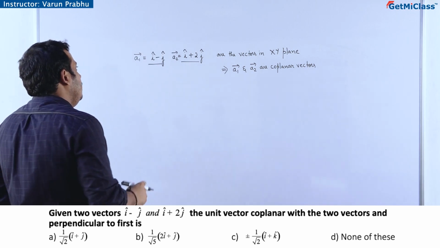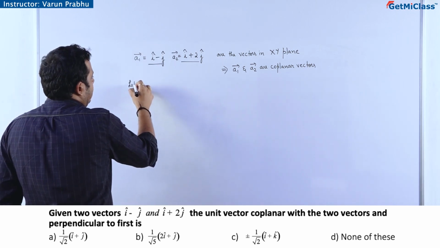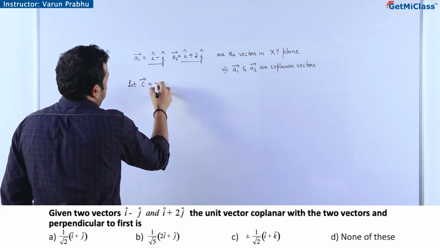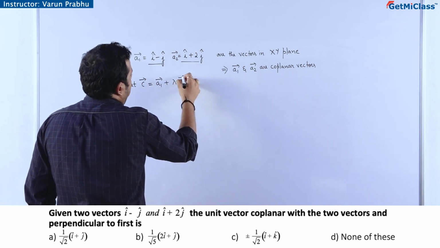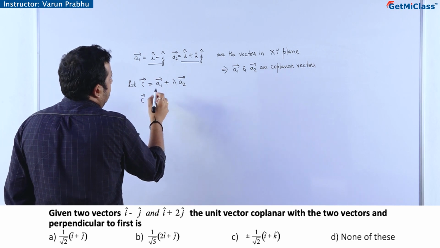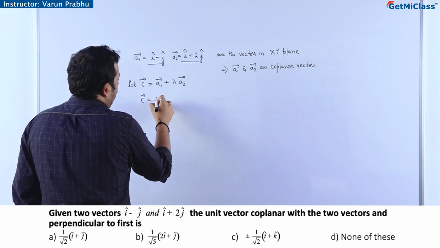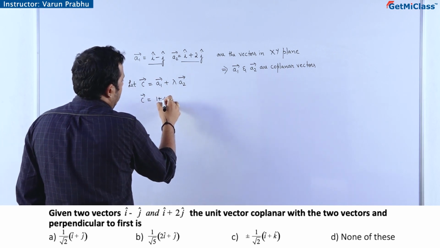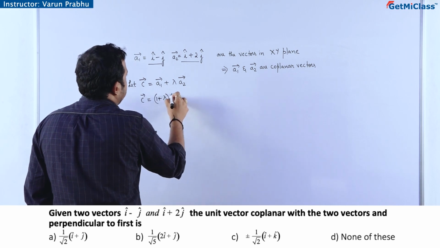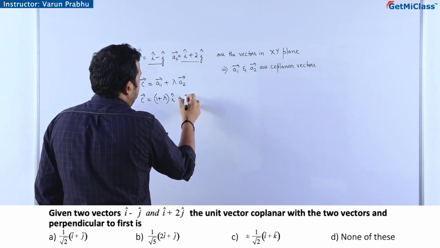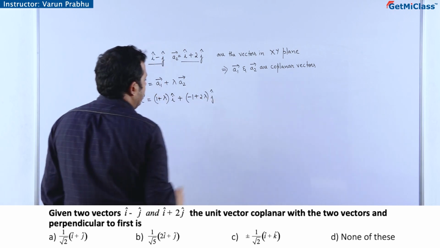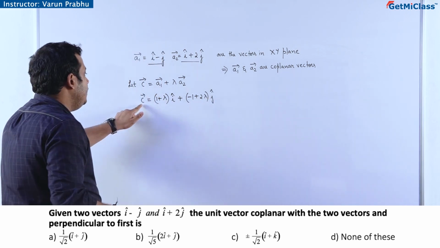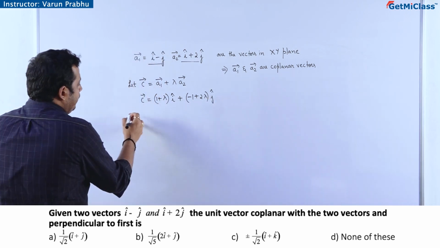Now let a vector which is coplanar be vector c. That is nothing but vector a1 plus lambda times vector a2. So vector c is equal to (1 plus lambda) times i cap plus (minus 1 plus 2 lambda) times j cap. And this vector is perpendicular to the first vector.